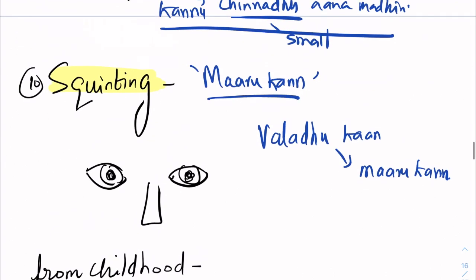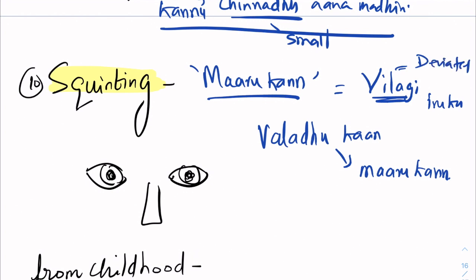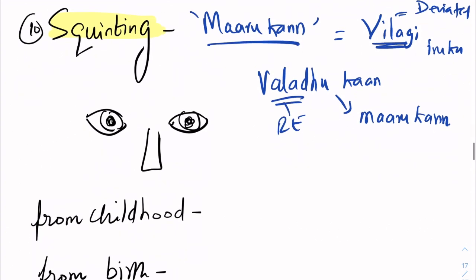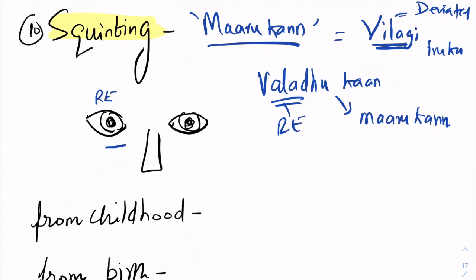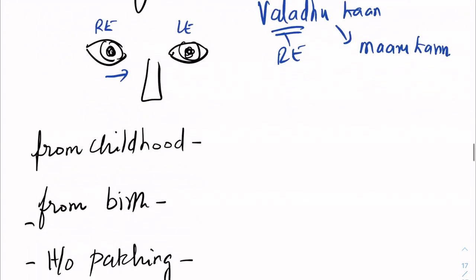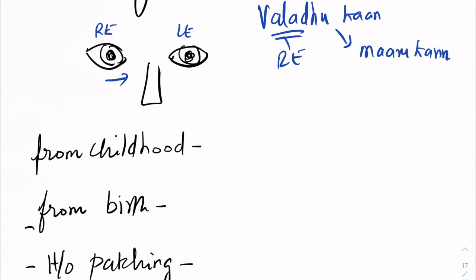Some use the word deviation of eye. So deviation means vilagi irukku. So kannu vilagi irukku means my eyes have been deviated. Vilagi means deviated, another synonym for marukan. So marukan is squinted eyes or deviated eyes or vilagi irukra kan. Okay. So which kan? Valadu kan. Valadu means right eye. Okay, that's my marukan. So in the right eye, there is an esotropia. The left eye is normal. So you want to ask the patient, is this going to be a childhood onset squint? So childhood means chinna vayasu irundu.